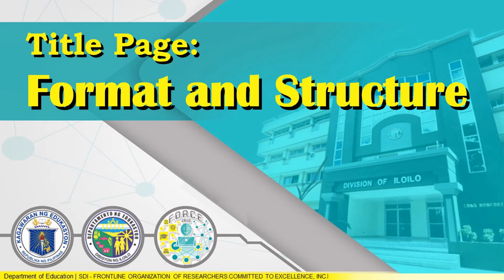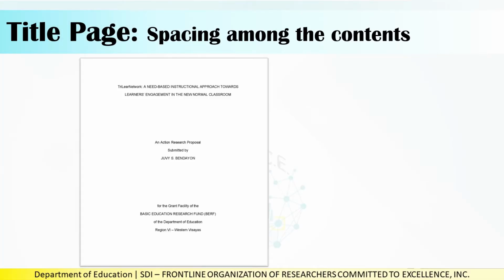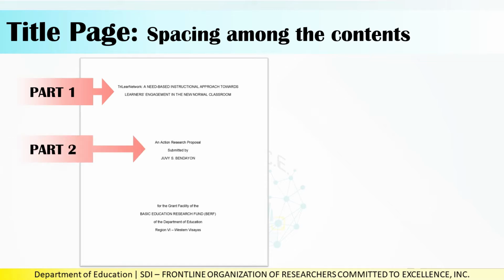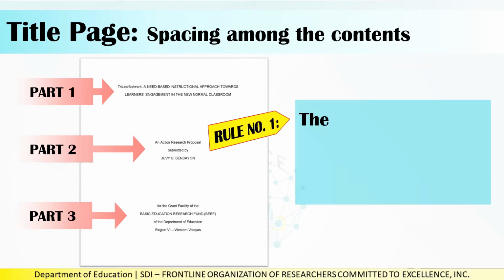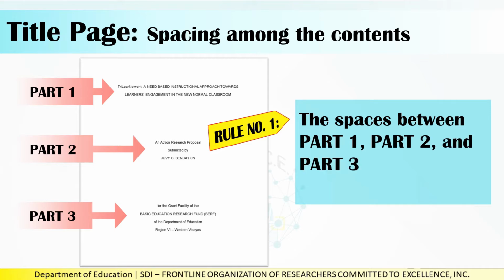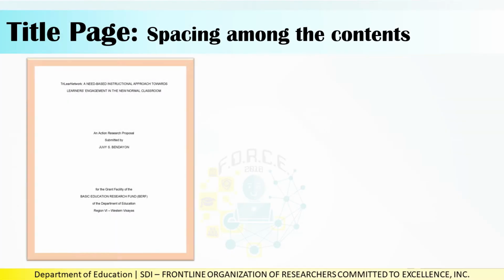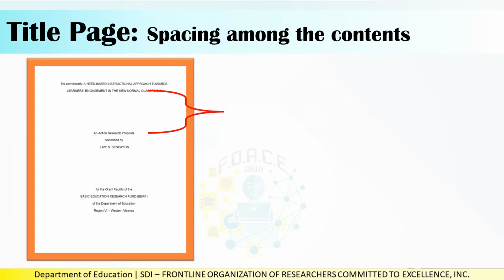And next, this part of the presentation focuses on the format and structure of the title page. Firstly, let's talk about the spacing between the 3 parts of the title page. The spacing is 5 double spaces. This is the first rule. This is the illustration on where to apply the 5 spaces or 5 double spaces.